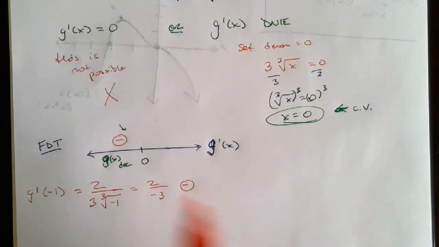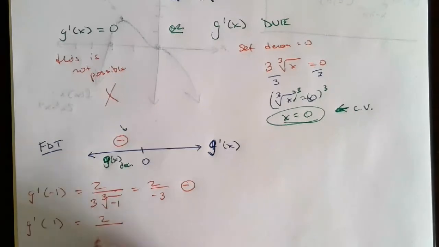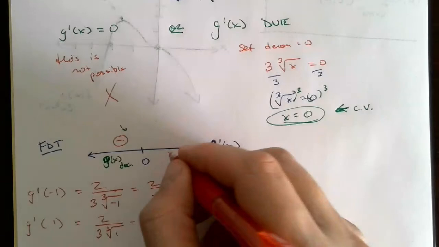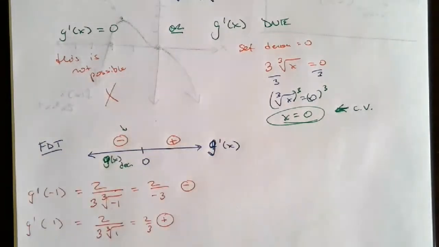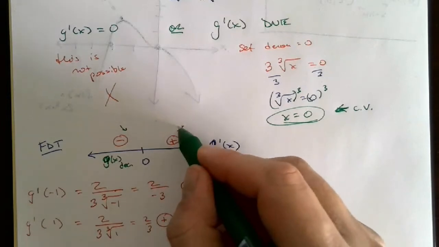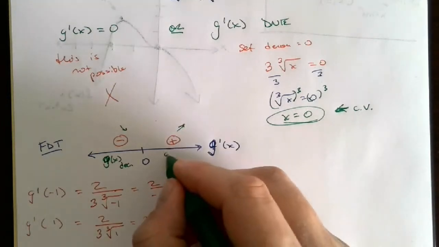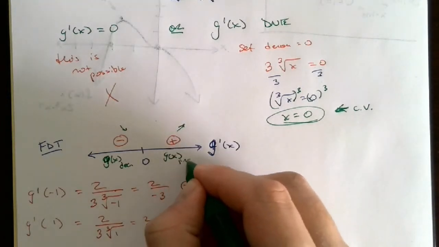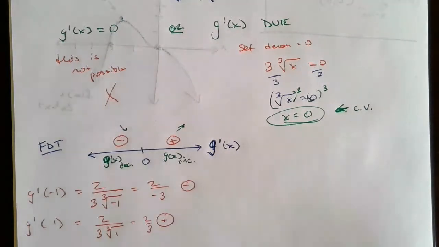And if I try something to the right of 0, so let's say g prime of +1, remember, you can pick whatever you want. We got 2 times 3 cubed root of 1. Well, cubed root of 1 is 1. 1 times 3 is 3, so this is 2/3. The important thing, though, is that this comes out to be positive, so I know g prime is positive on the right side of 0. So if g prime is positive, it tells you the slopes are positive. If the slopes are positive, it tells you that the original function g of x is increasing.